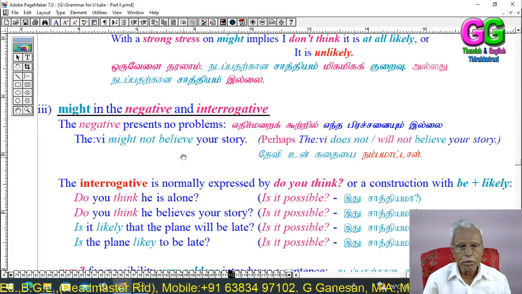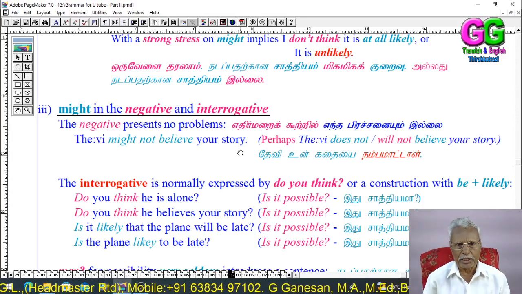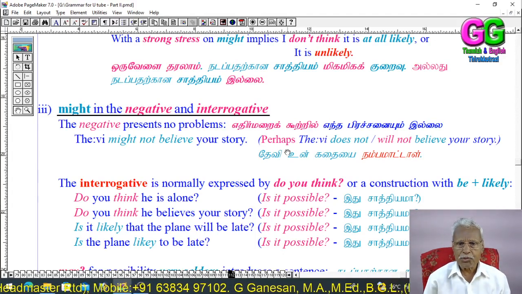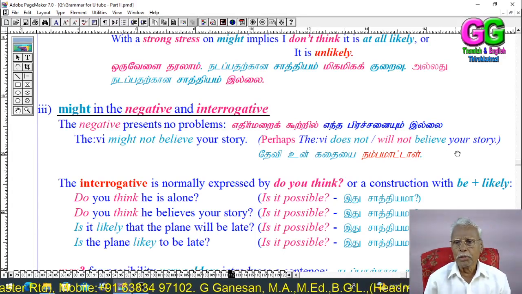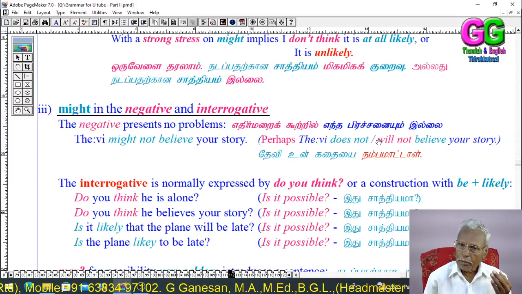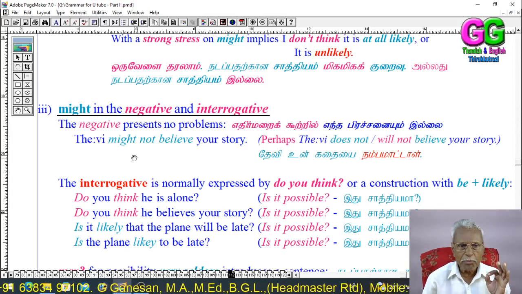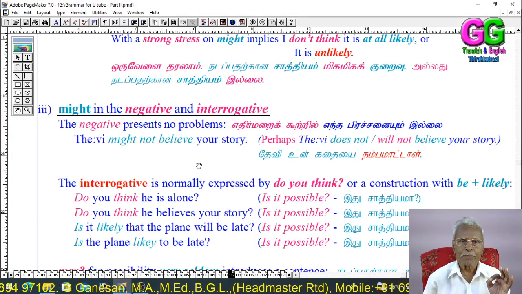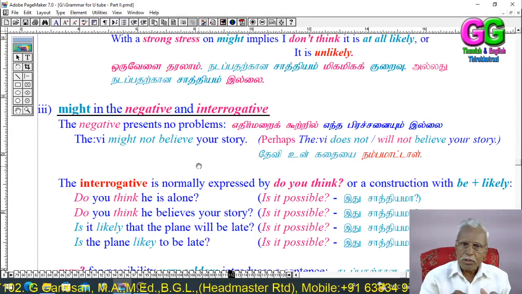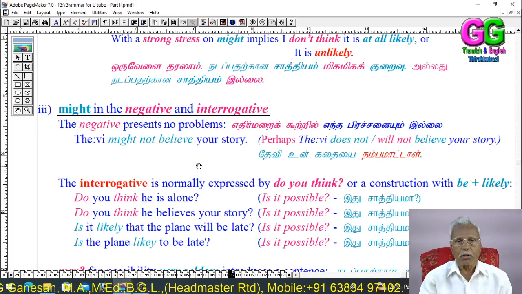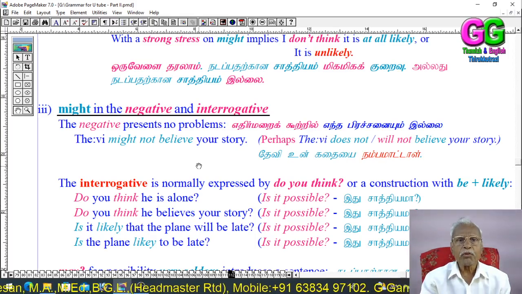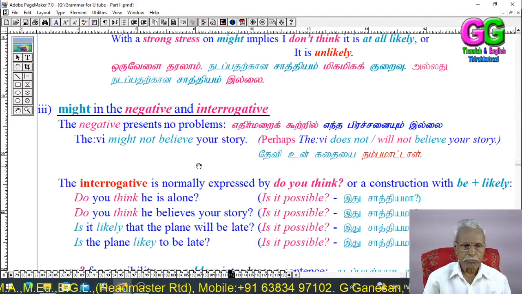Devi might not believe your story. There is no problem here. That is, perhaps Devi does not believe your story, or perhaps Devi will not believe your story. Devi might not believe your story means perhaps Devi does not believe your story, or perhaps Devi will not believe your story.